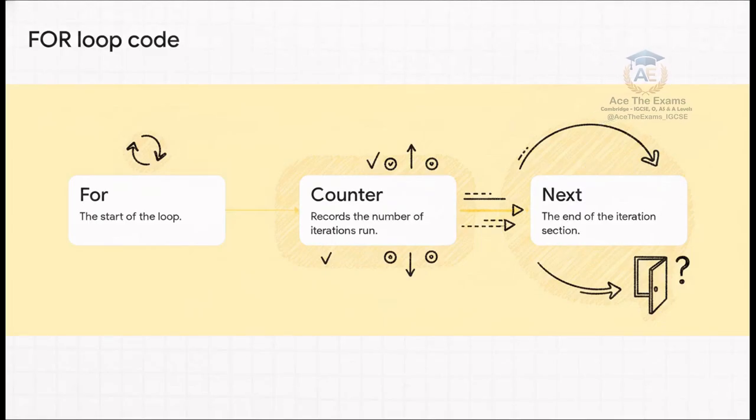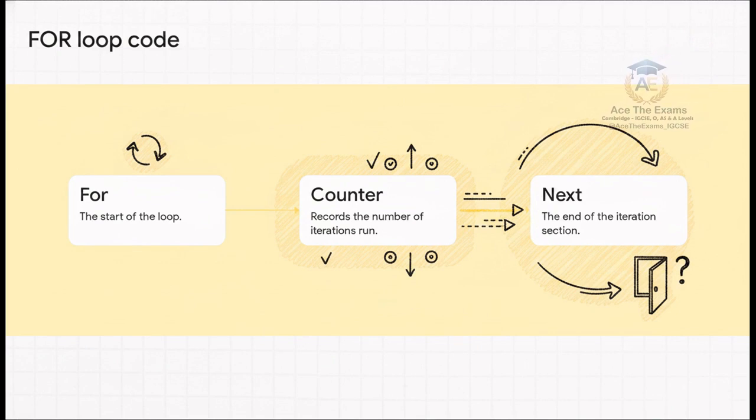Now, understanding the actual anatomy of this code is absolutely crucial, especially in a language like Visual Basic. You start with for, right? That kicks off the loop. Then you have the counter, which is a variable that keeps a running record of how many iterations have run. And finally, you have next, which marks the end of that iteration section.